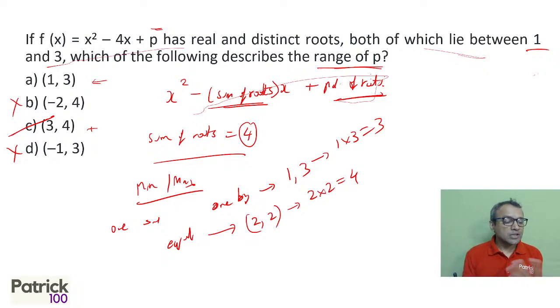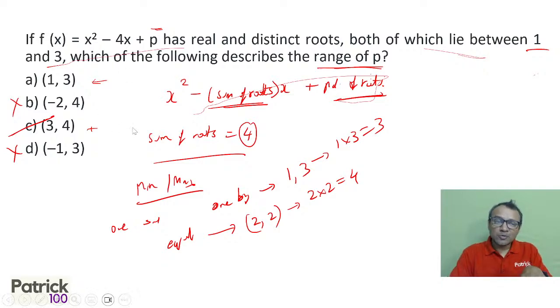So here, extreme case: one very small, one very big is 1 and 3, because that's the extreme given in the question itself. Second extreme case is when they have equal value. So I take 2 and 2, equal value. In one case I get 3, in the other case I get 4. So minimum value will be 3, maximum value will be 4. So the answer will be option C.